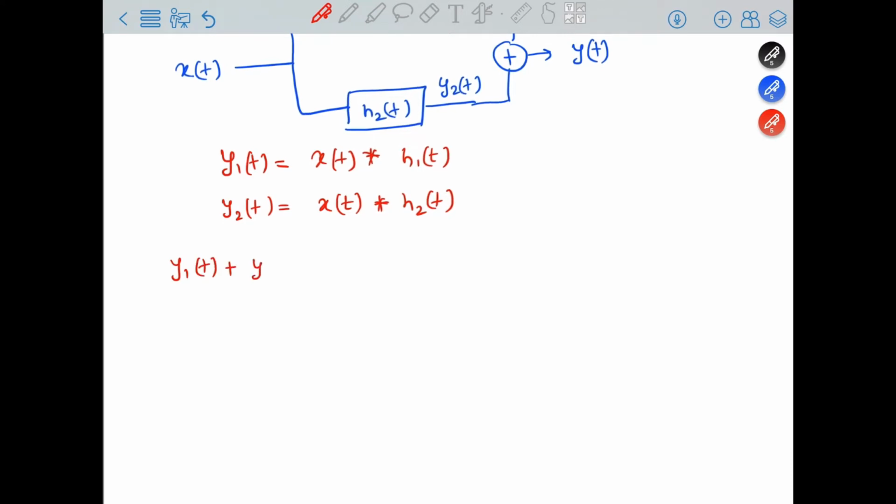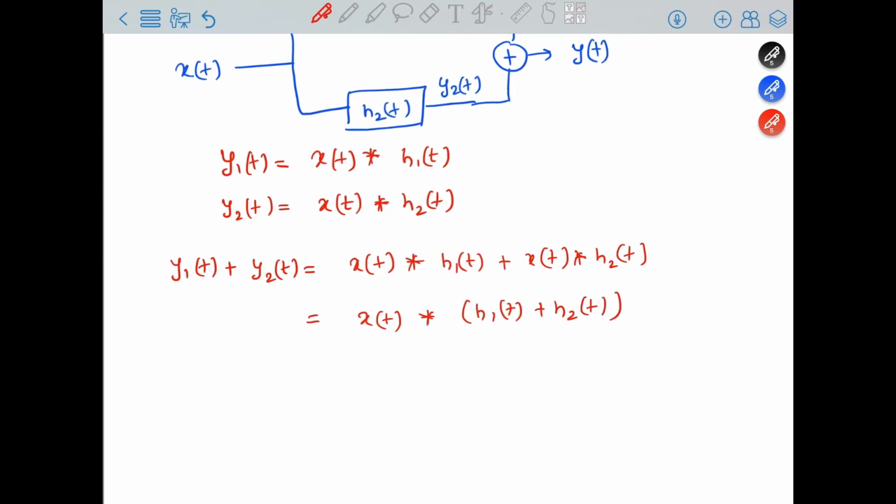y1(t) plus y2(t) will be equivalent to x(t) convolved with h1(t) plus x(t) convolved with h2(t), and by using the property we can write that as x(t) convolved with h1(t) plus h2(t). So your final output y(t) will be x(t) convolved with h1(t) plus h2(t).